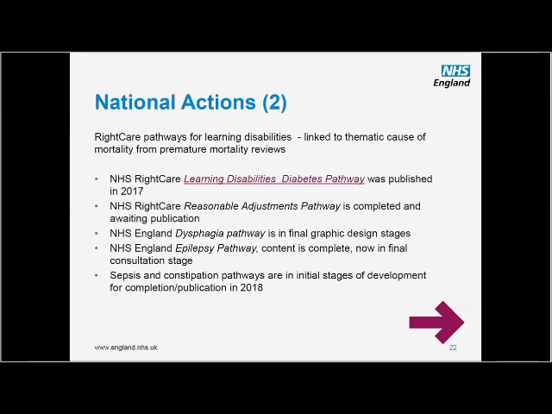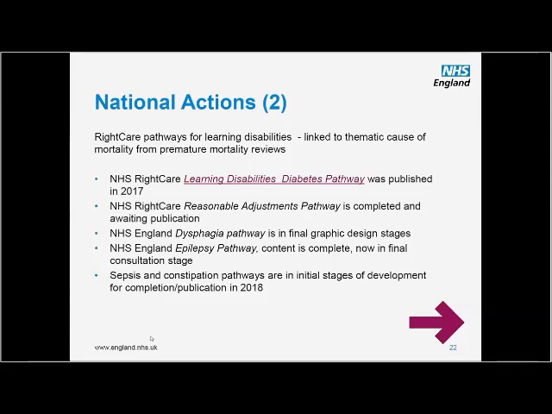Okay, so this slide has a bit more detail about the Right Care pathways work for learning disabilities. This piece of work was set up last year, and it's linked to the thematic causes of mortality that come from premature mortality reviews such as the SIPOLD review. So there was some work published on a learning disabilities pathway for diabetes last year. There's a reasonable adjustments pathway that's going to be done.